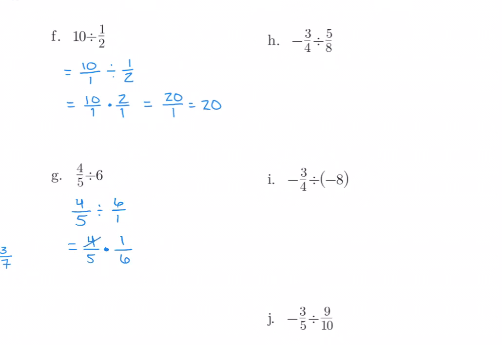My 4 and 6 are both divisible by 2. 4 divided by 2 is 2. 6 divided by 2 is 3. And now if we multiply straight across, we get 2 over 5 times 3 is 15.